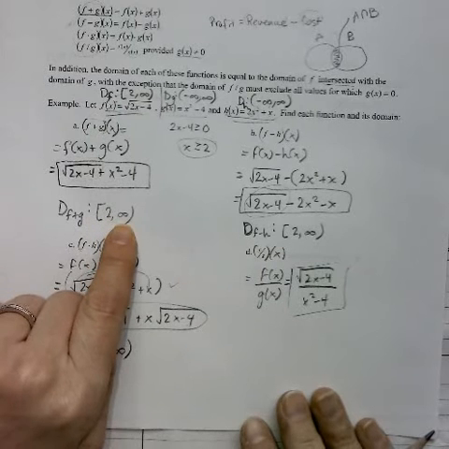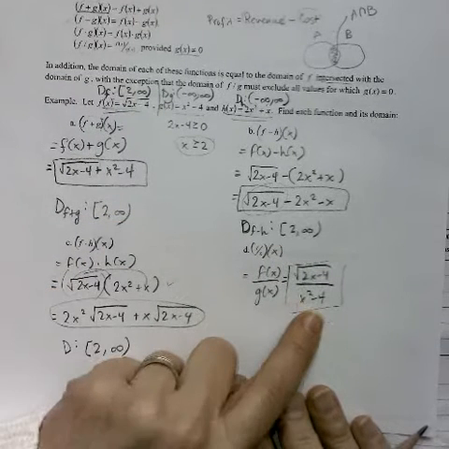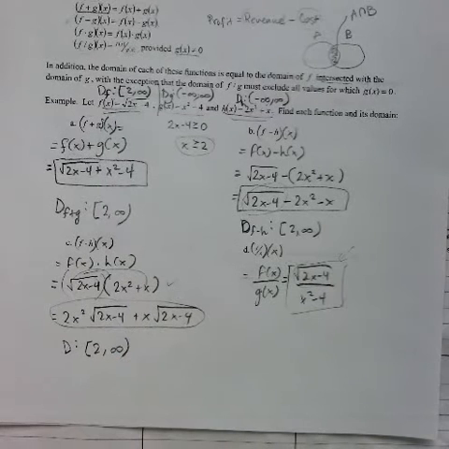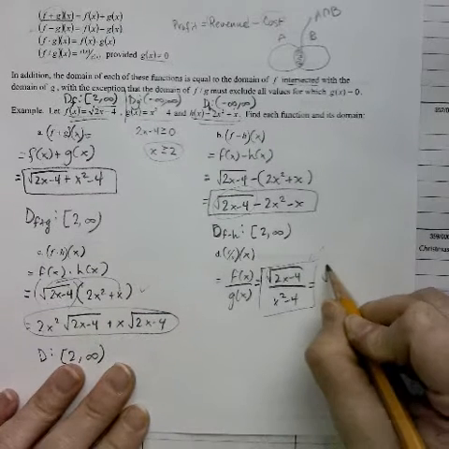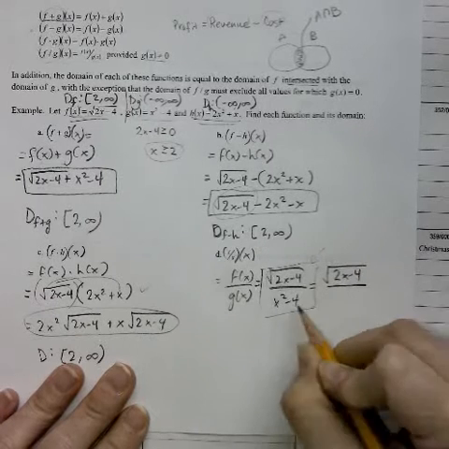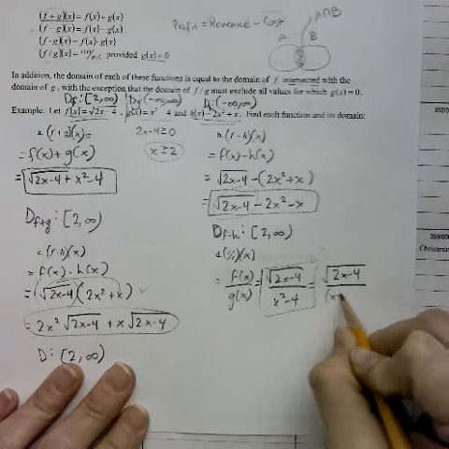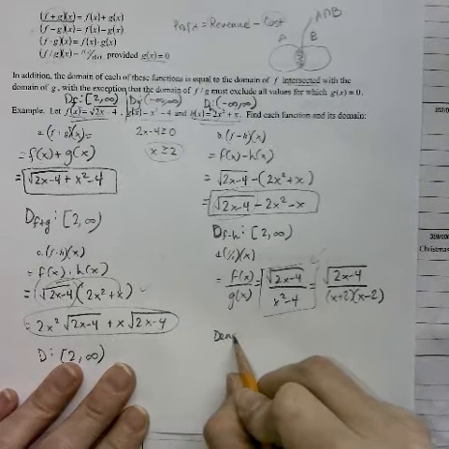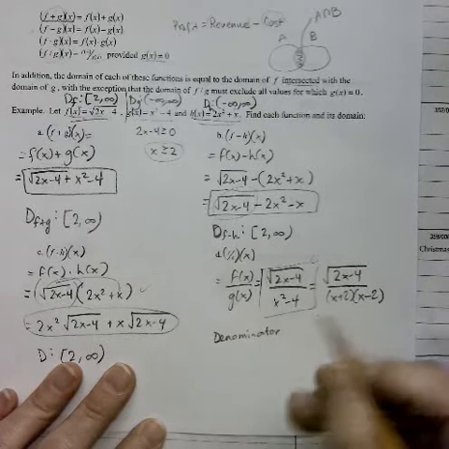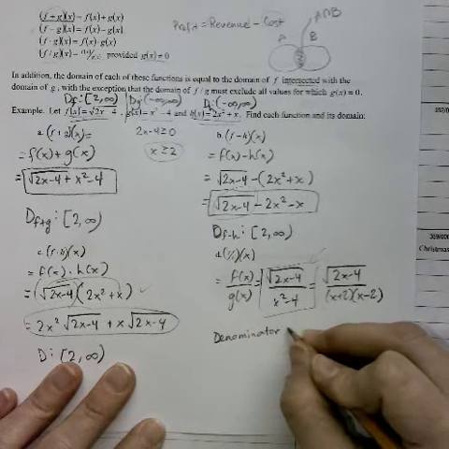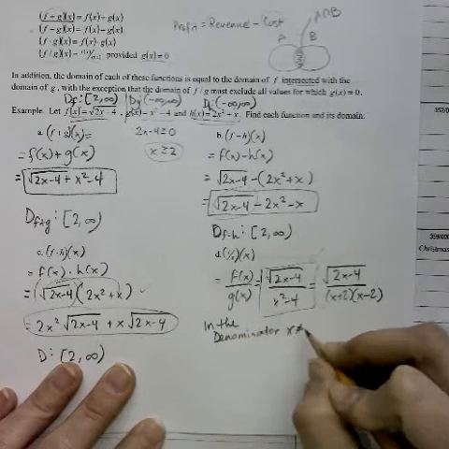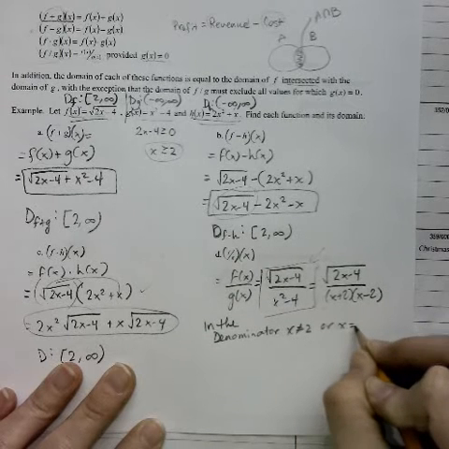Well, what we need to look at now is this denominator. So the 2 to infinity is the restriction necessary to get the numerator to exist, right? But then the denominator, notice that has 2 zeros, 2 numbers that make it 0. If you factor that, you get x plus 2 times x minus 2. So this denominator, let me write a sentence here. In the denominator, x can't be equal to 2 or negative 2.